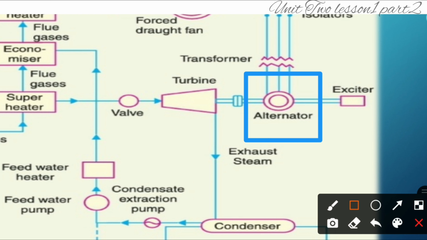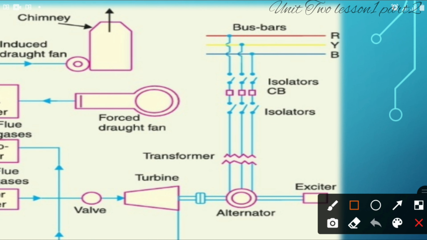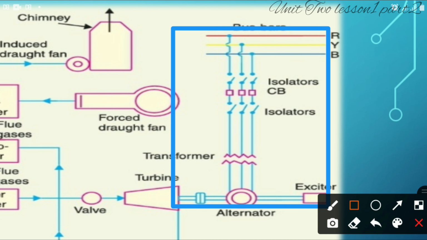Alternator. The steam turbine is coupled to an alternator. The alternator converts mechanical energy of turbine into electrical energy. The electrical output from the alternator is delivered to the bus bars through isolated circuit breakers and transformers.